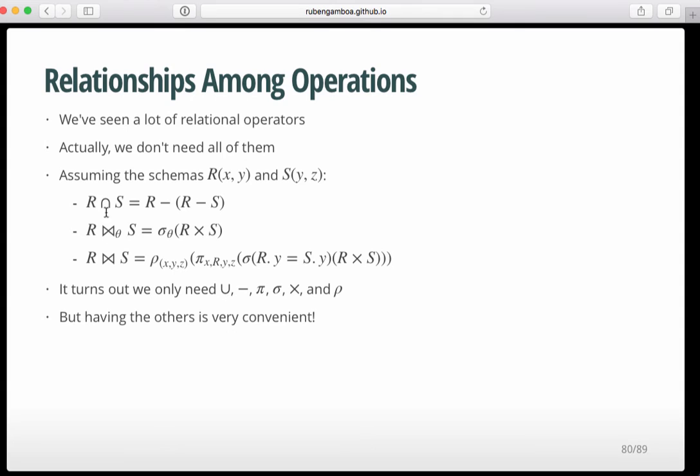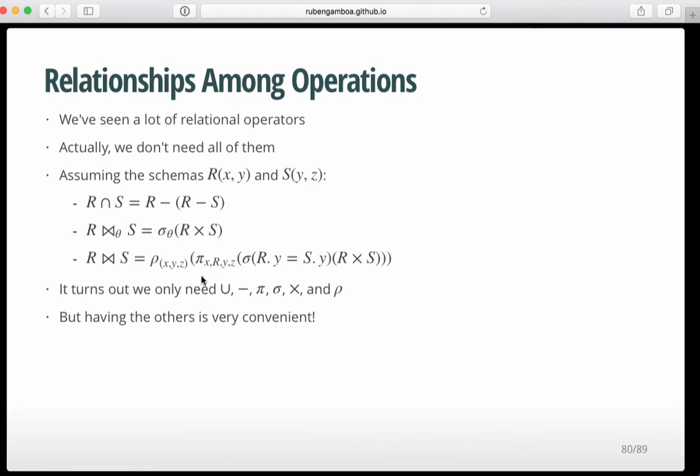So, for instance, here are some other such rules. We don't need intersection because intersection is the same as the difference of R and R minus S. You might have to think about that, but that does end up being the intersection. A theta join is just a selection of that theta with the cross product. We talked about that. A natural join becomes the projection over all the columns, right?